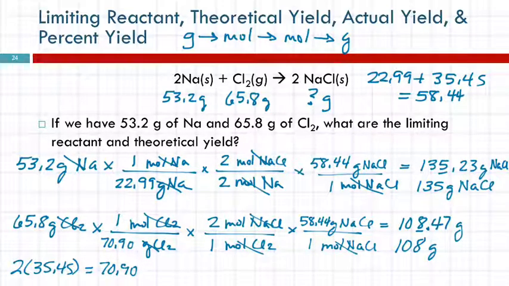No, we're not done yet. We have to pick an answer. We've got two numbers here. The theoretical yield is the smaller one. 135 is larger, so this is the smaller one. That's the theoretical yield.